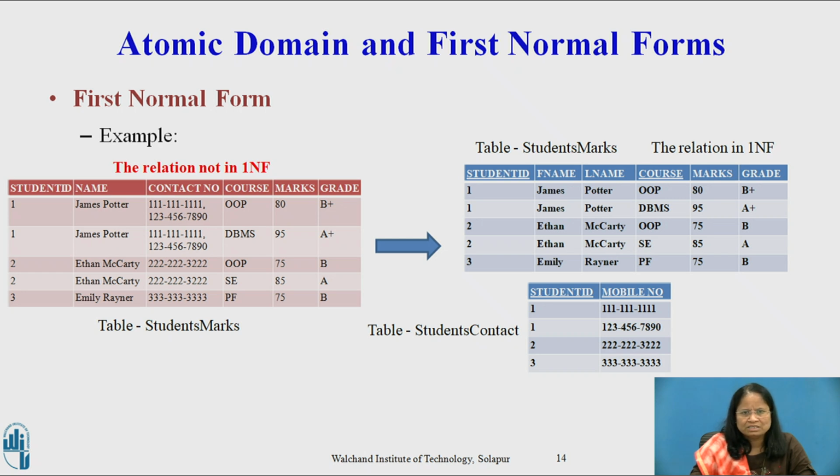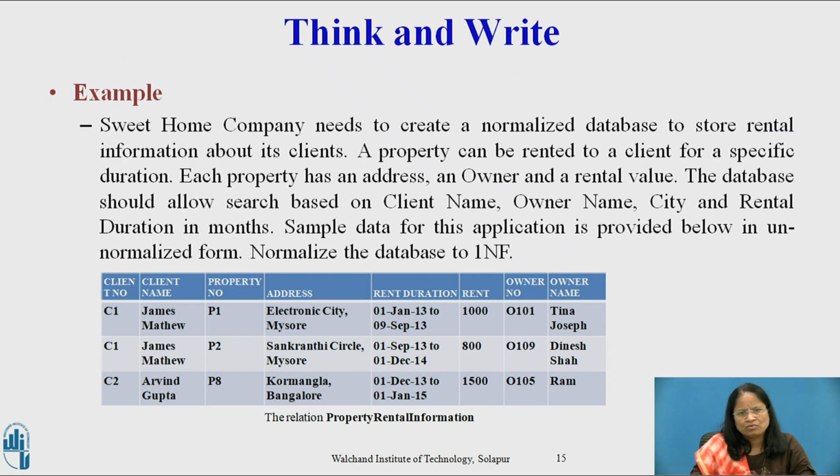The second way to convert this student marks table to first normal form is given below. Consider a separate table, student contact, for storing the contact information. This table will consist of student ID and mobile number. The primary key for this table is the union of student ID and mobile number, along with student ID as a foreign key referencing student ID, the primary key of student marks. Till now, we covered the features of good relational design, atomic domain and first normal form.